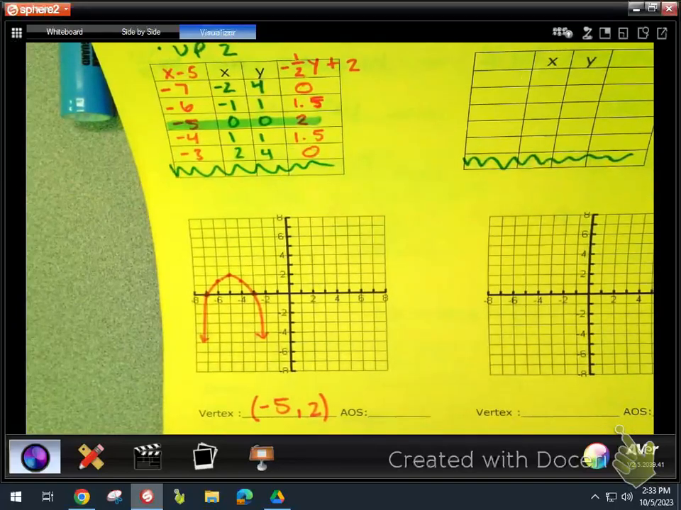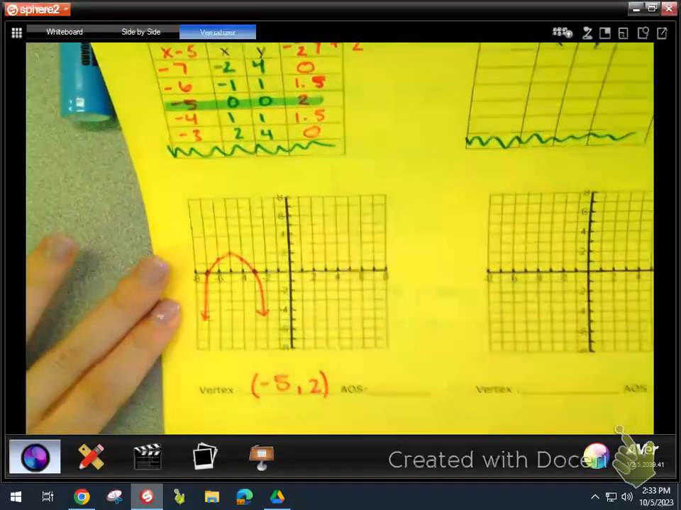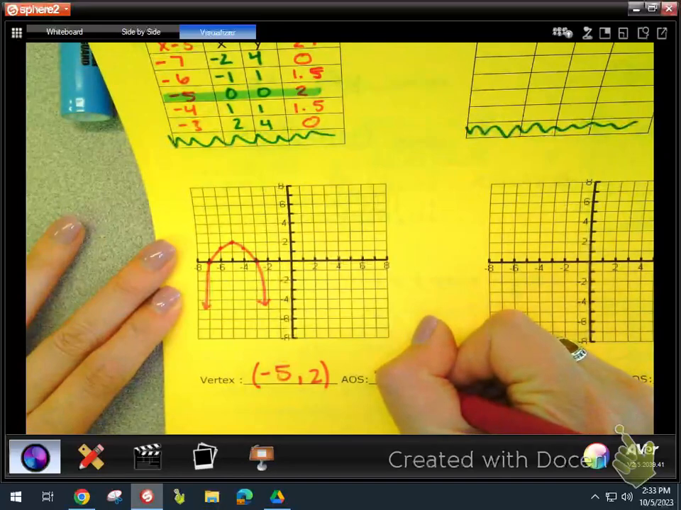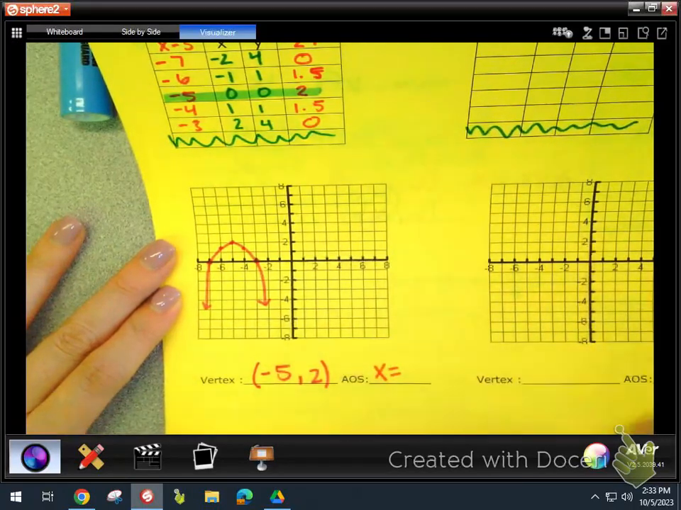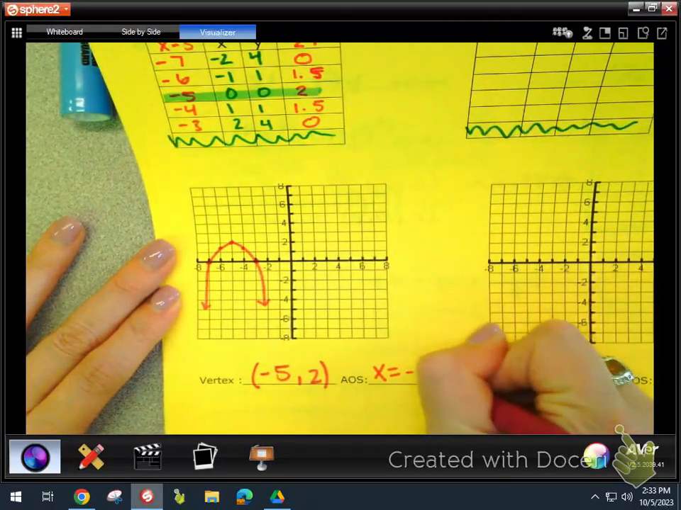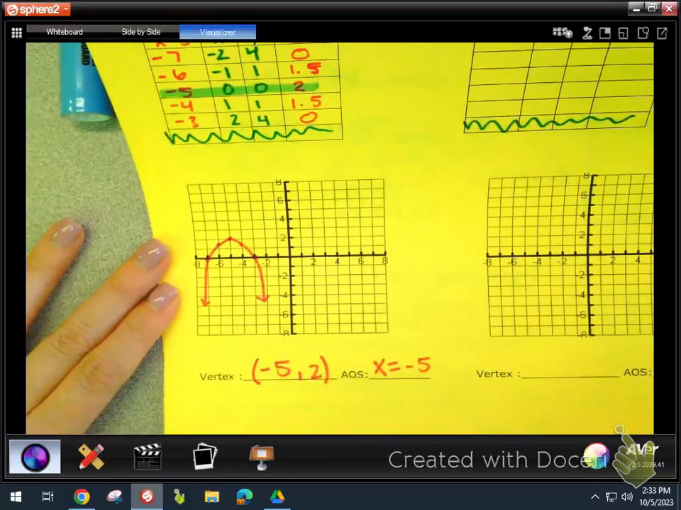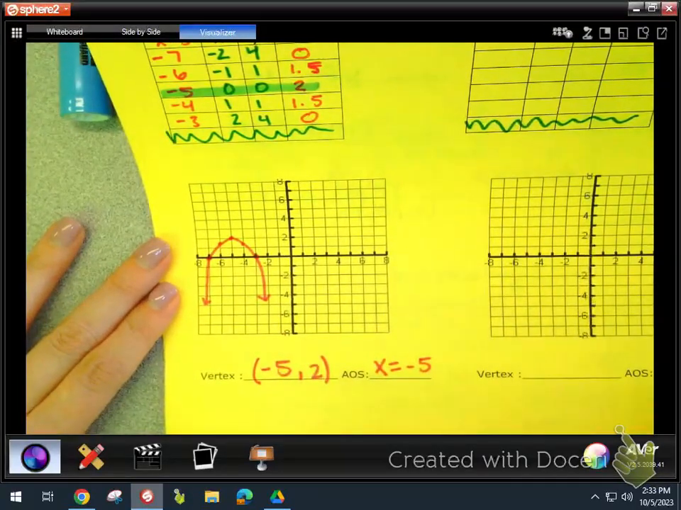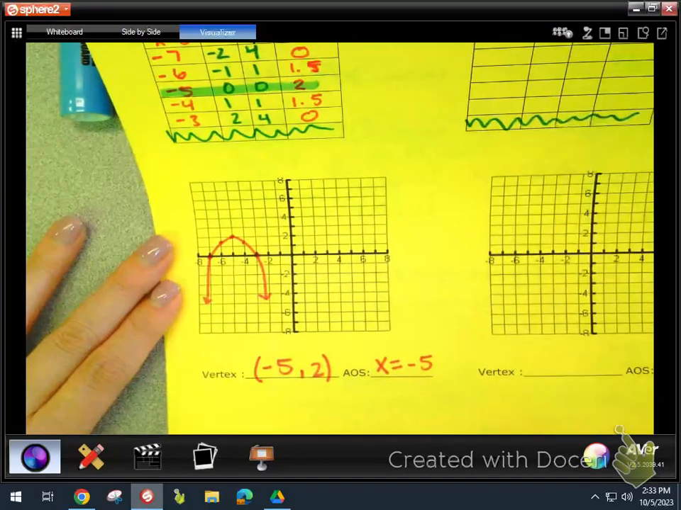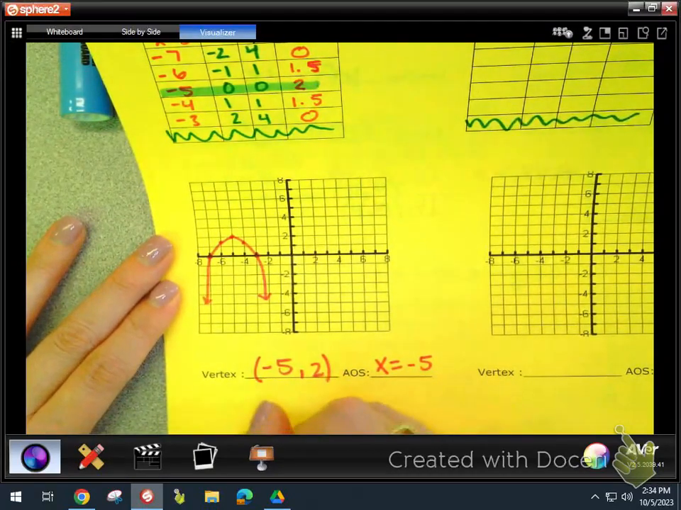Okay, and then answer the rest of your stuff. Make sure you are doing x equals on your AOS. It doesn't ask for all the bells and whistles here. I kind of just went to these 4. So keep that in mind, bells and whistles, moving forward.